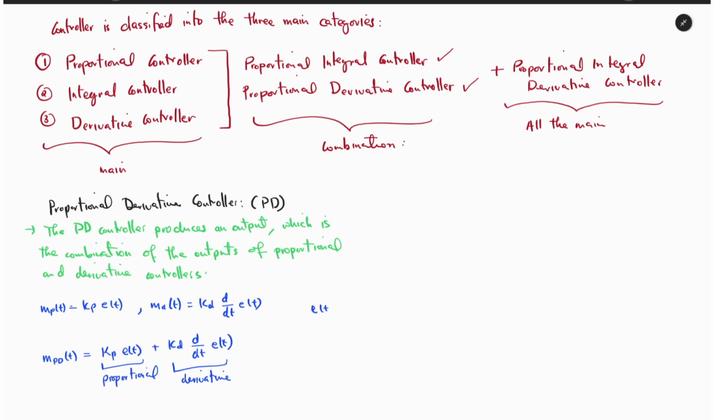So we can simply draw a block diagram. We have the input e(t). Now to the controller we have KP e(t) plus KD d/dt e(t). So this can be our equation, and the output of this block diagram can be MPD(t). So those are just variables representing the signal into the system and the output of this system, and this system is known as the PD controller.